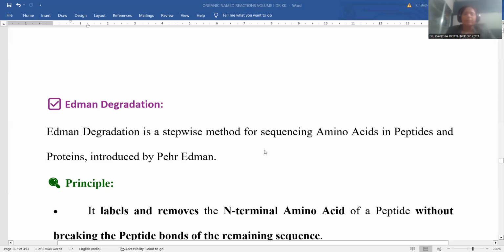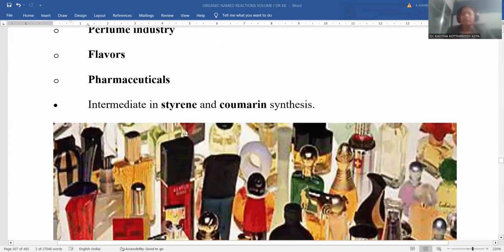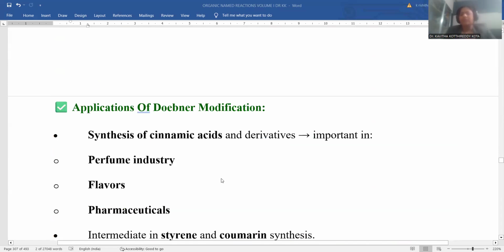Here is another named reaction you can notice, Edman degradation. In the next session we are going to deal with this Edman degradation process. Meanwhile we are going to conclude this. Hopefully this is an informative session, giving clear-cut information regarding the named reaction Doebner modification. You can watch the entire session without any interruption, so that you will get sound knowledge about this reaction and its application purview as well.